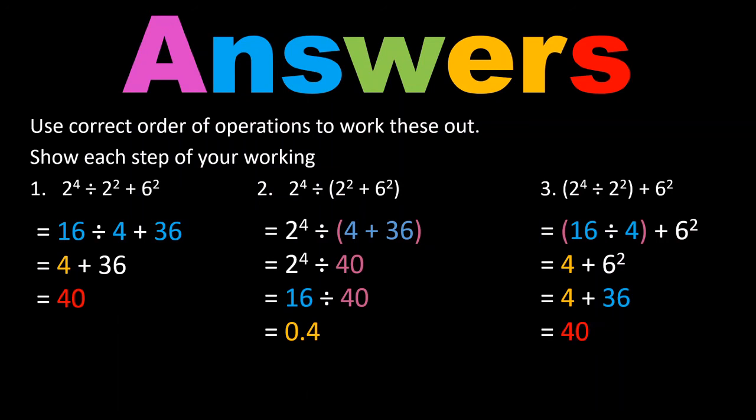Notice that question 3 gives the same answer as question 1. I wonder if you could explain to me why down in the comment section. Why didn't those brackets affect the answer?